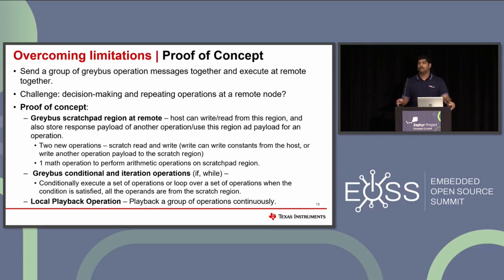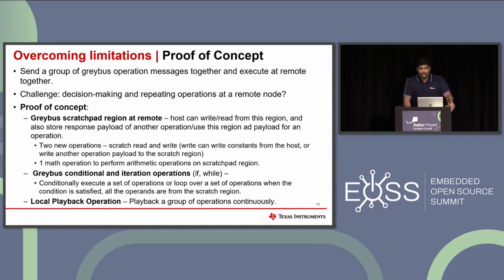You can make another Greybus operation's payload come from this scratchpad, or use this scratchpad region as the payload for another operation. For example, you read I2C sensor data using, let's say, I2C read word. You get the sensor data, and you can put it into the scratchpad region for further processing. Then we need some decision making and iterating operations. So I added two operations, for if and while. All these take the input conditions or operands from the scratchpad region. So you can do, like, if scratchpad register 5 is true, then perform some operations. Or while the scratchpad register is true, you can do some operations.